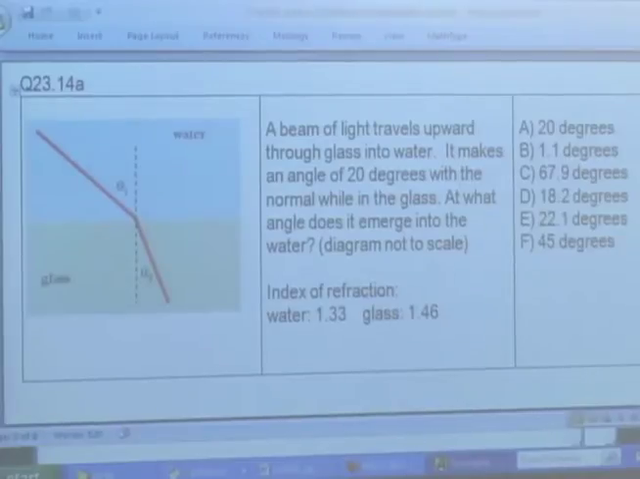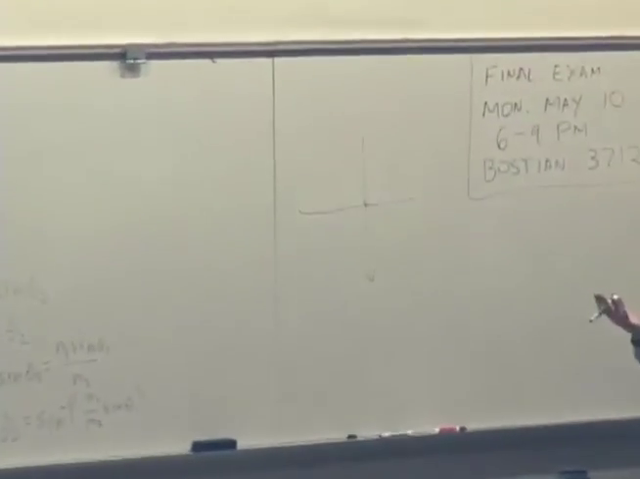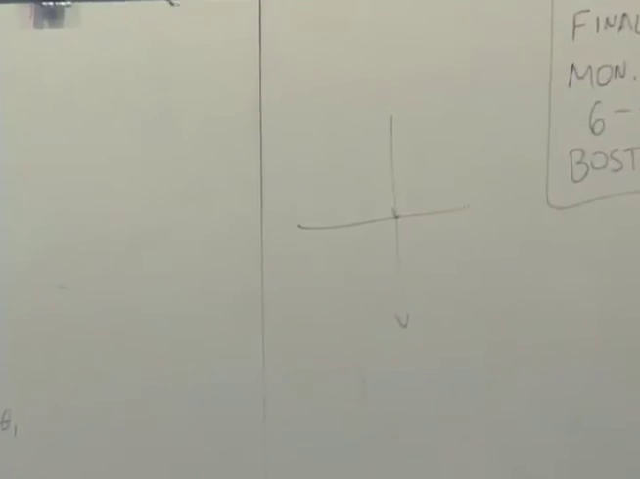Oh, say that one more time. If it's perpendicular, so if it goes through, you're talking about like you have a surface here, and the light ray goes straight down, then it's not going to refract, right? Because theta 1 is equal to 0, and theta 2 is equal to 0. Yeah, that's right.